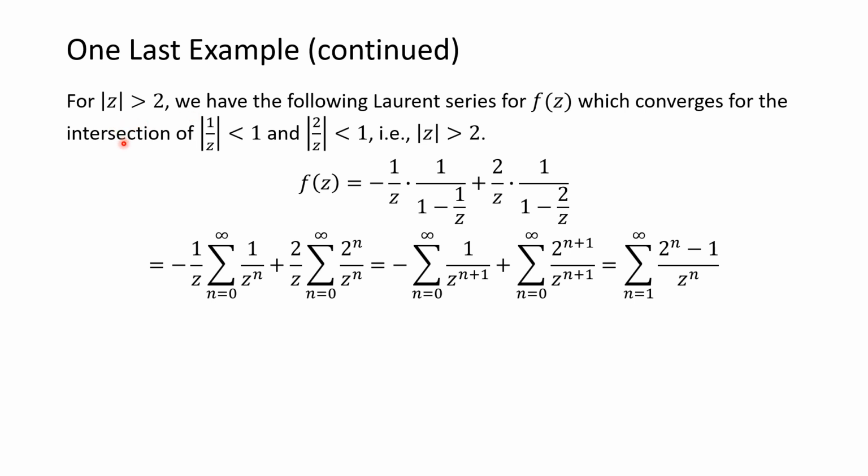Now, of course, if we had 3 singularities, then things get even harder, right? You would have 4 different regions in that case, and you would have a different expansion in each case. But I didn't attempt to do that type of example. But as you can see, things can quickly get very complex when you have a lot of singularities.